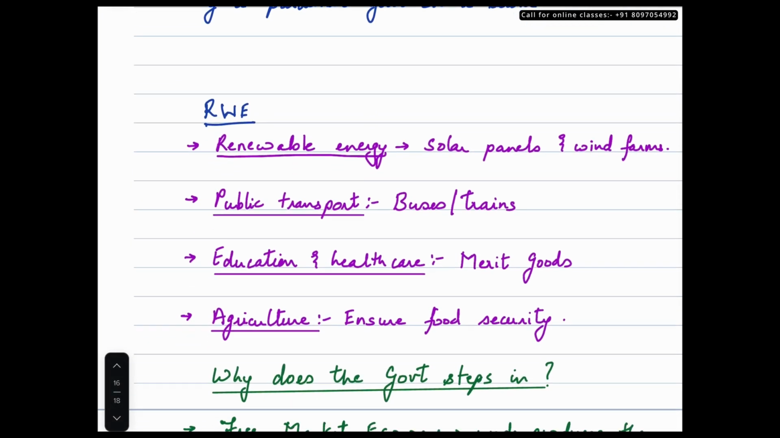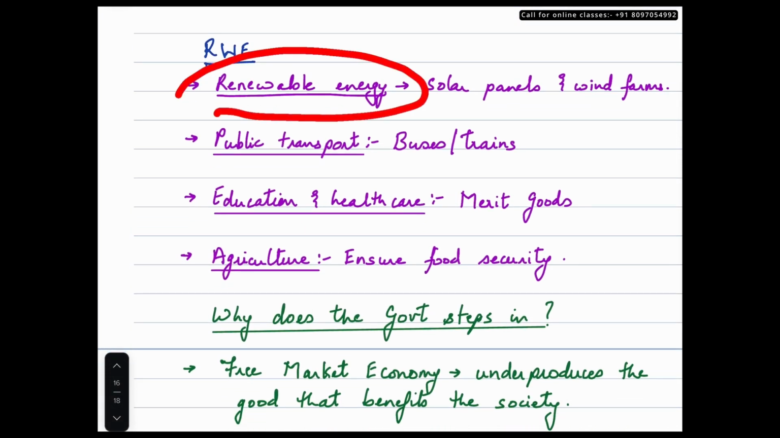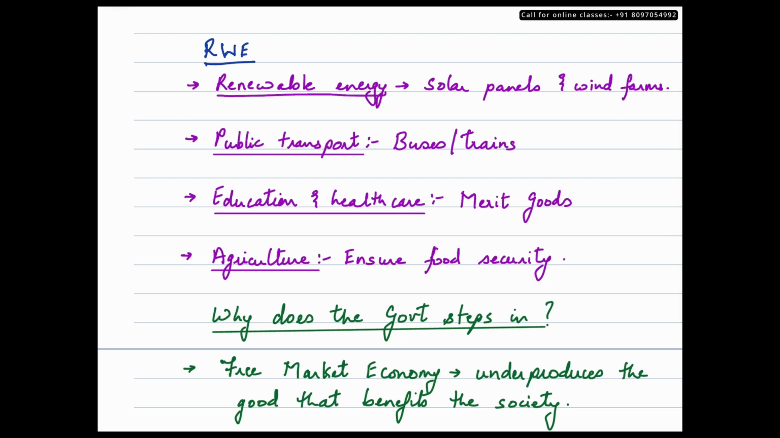So the first real world example over here is renewable energy. Now government subsidizes renewable energy such as solar panels and wind farms so that it is easier to produce them, and people could be encouraged to use these instead of fossil fuels, right? The next one is public transport. So government may subsidize public transport, which is buses, trains, metros or subways, to make the fare cheaper and encourage that people use them instead of their private cars.